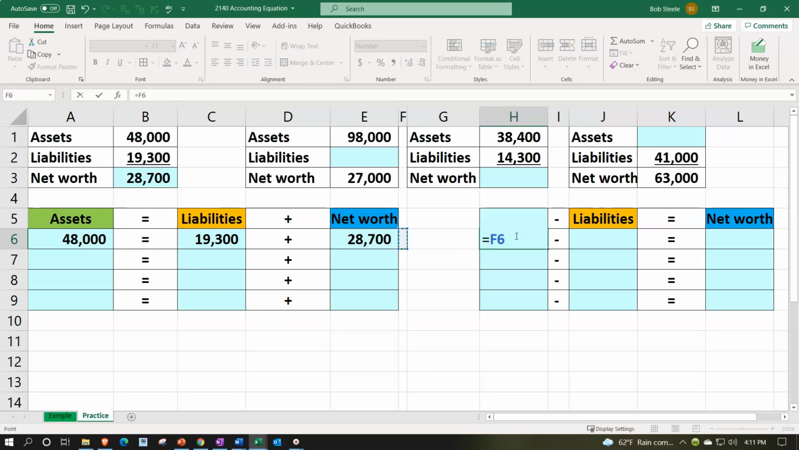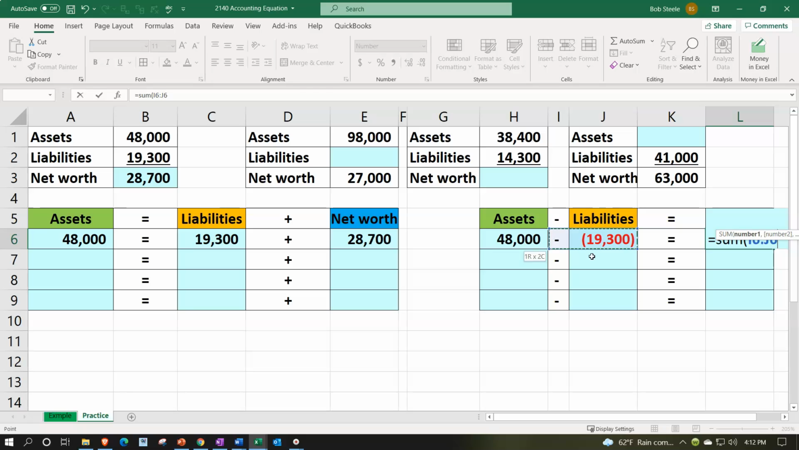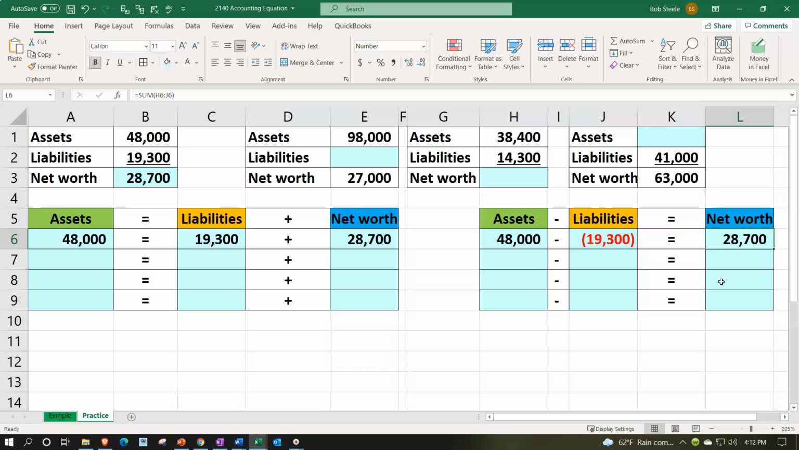You can also see it this way. Assets equal to 48,000, minus liabilities. Maybe I'll put the liabilities here as a negative number. So assets plus the negative liabilities equals the net worth. I'm going to use my sum function to add these two up, which will subtract because that's a negative number. So I'm going to say equals the sum of these two, and that's going to give us our net worth again in a horizontal type of format. However you want to format this, you can work with it.